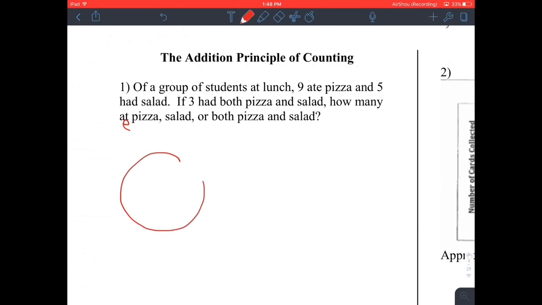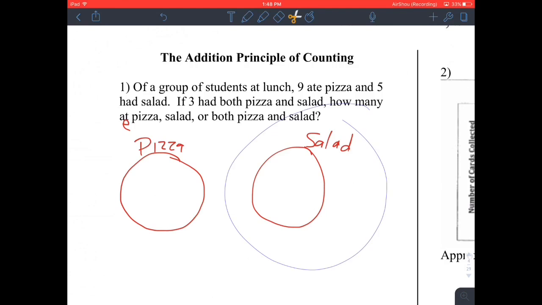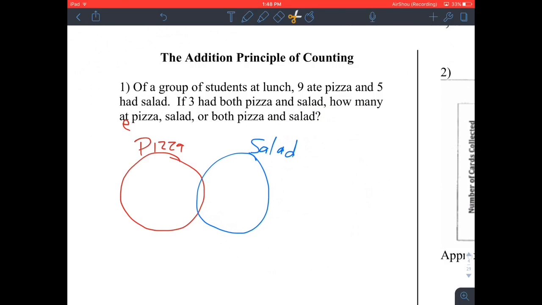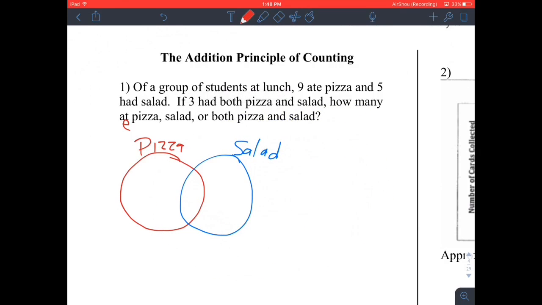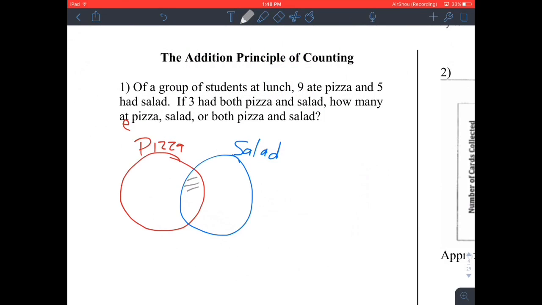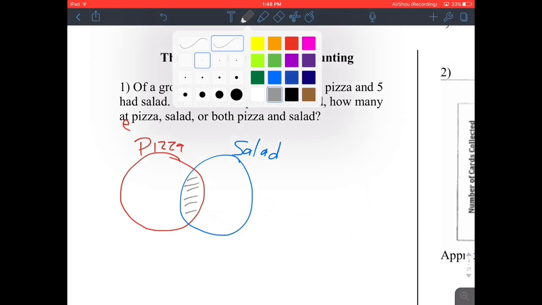We got this circle here of the students that had pizza. We have this group of students here that had salad. Now it says some of the students had pizza and salad. So that means we can kind of push these groups together. There's an overlap. The people in the overlap here are the people that had pizza and salad both.